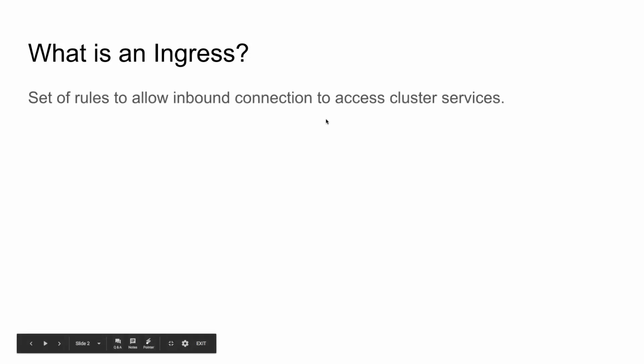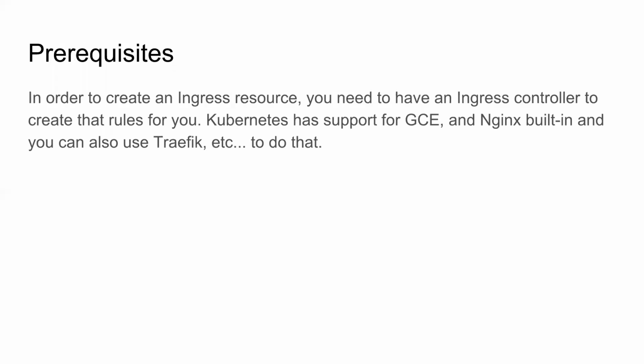An ingress is a set of rules to allow inbound connections to access cluster services. As you may already remember from our previous webinars, when you create some object within the Kubernetes cluster, by default, it is not accessible from the internet, right? This is the main security rule. But what if you want to access these services from the outside? There are a couple of ways to do this.